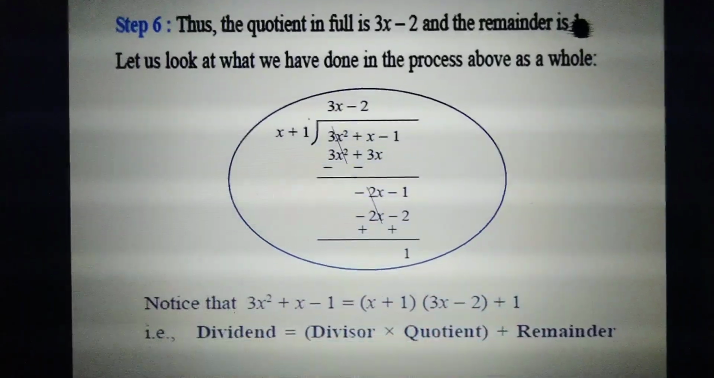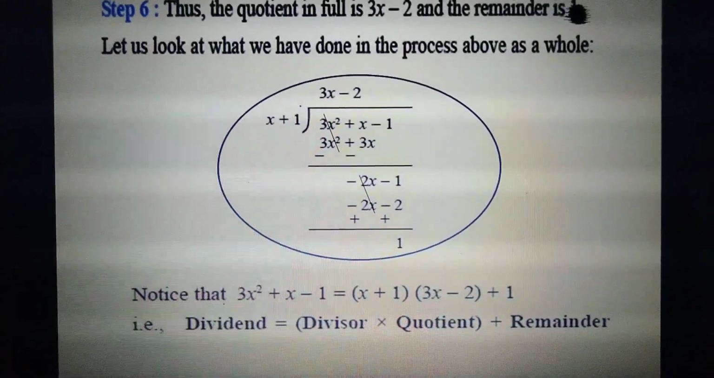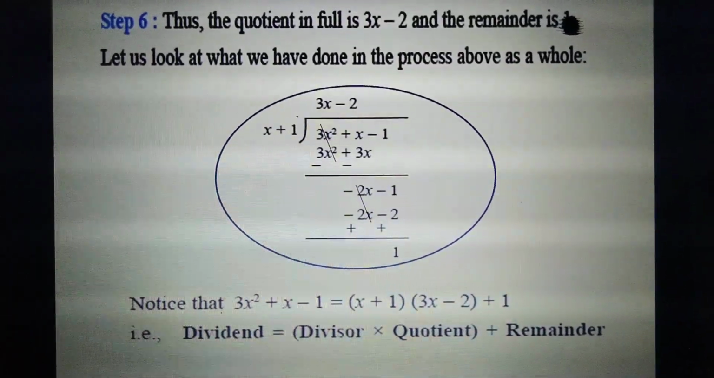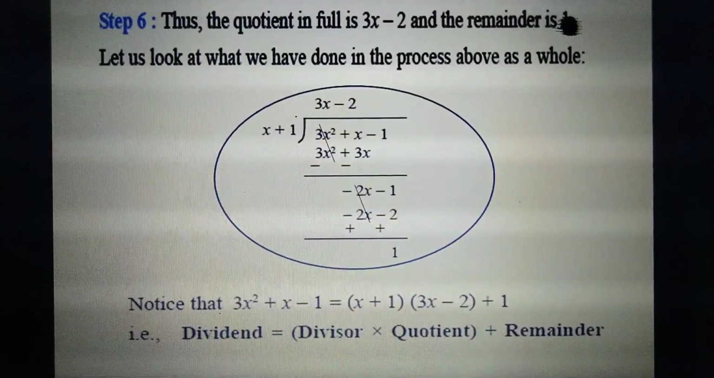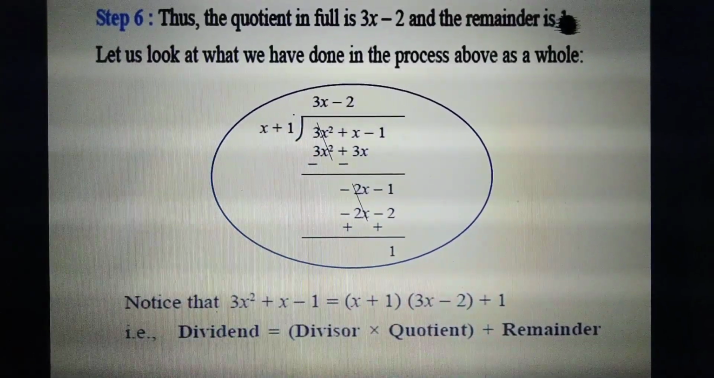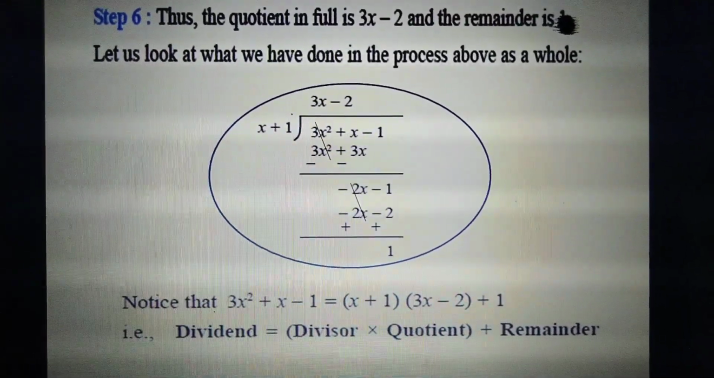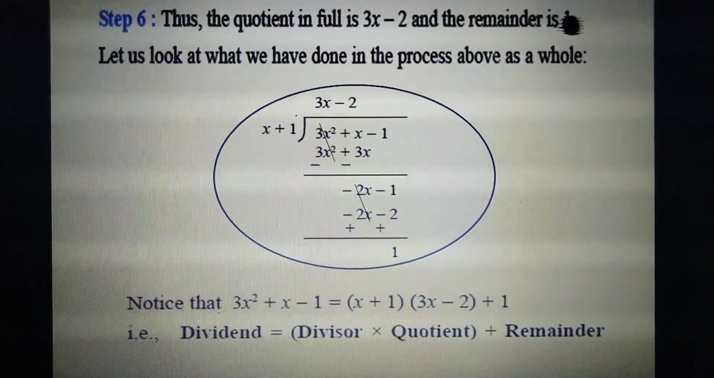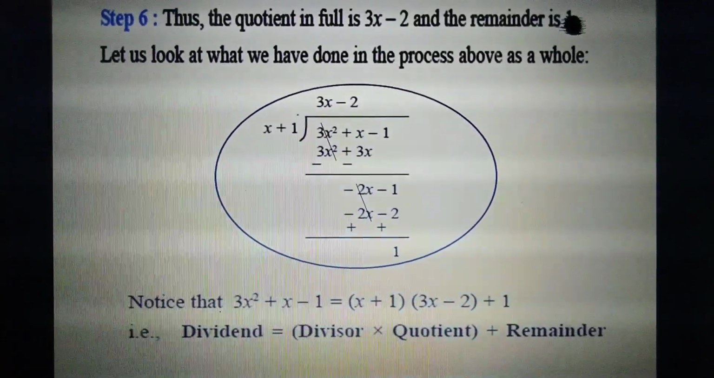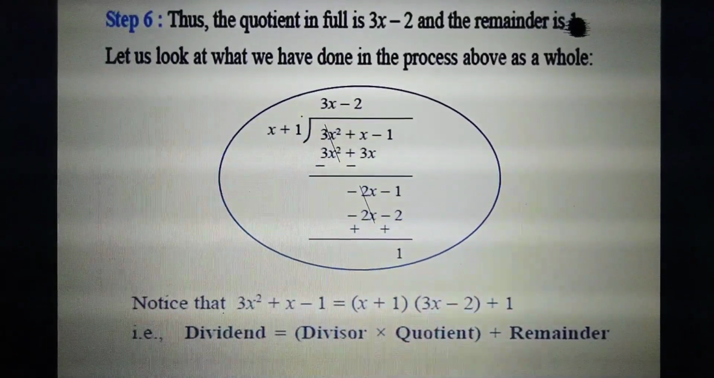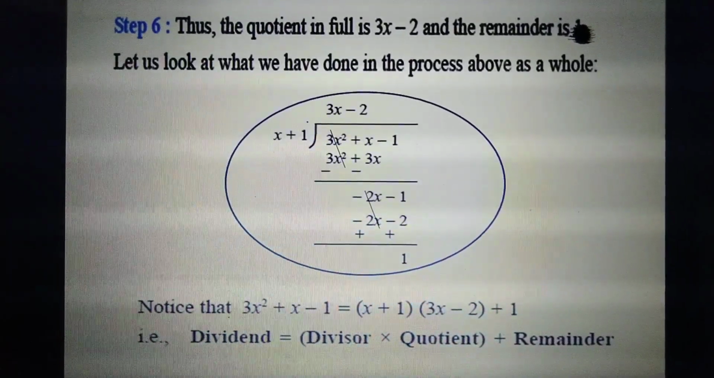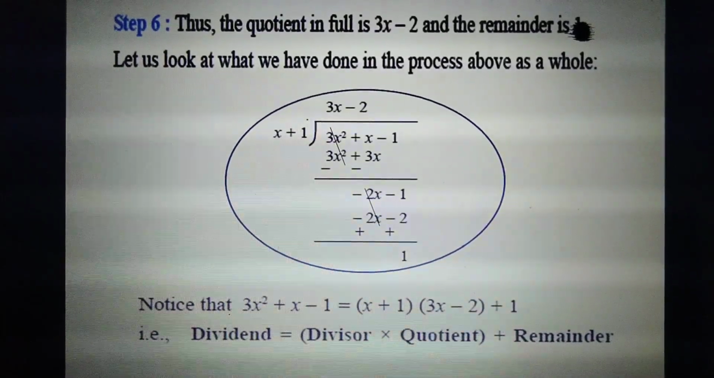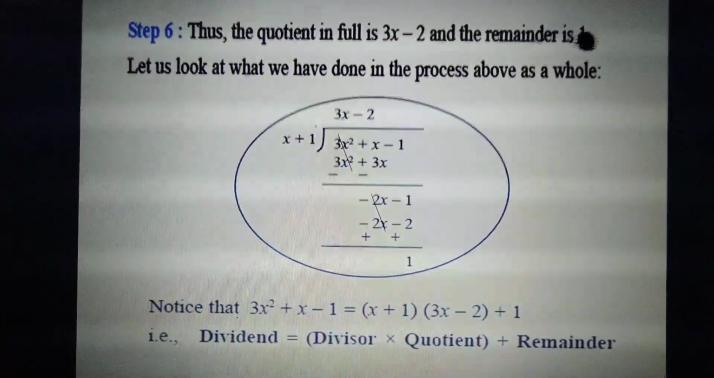Here notice that 3x squared plus x minus 1 is equal to x plus 1 into 3x minus 2 plus 1. That is, dividend is equal to divisor into quotient plus remainder. So this is the remainder theorem. Remainder theorem says that dividend is equal to divisor into quotient plus remainder.